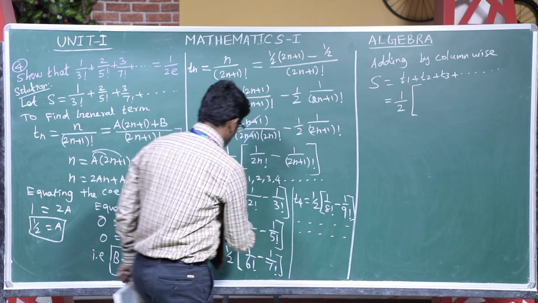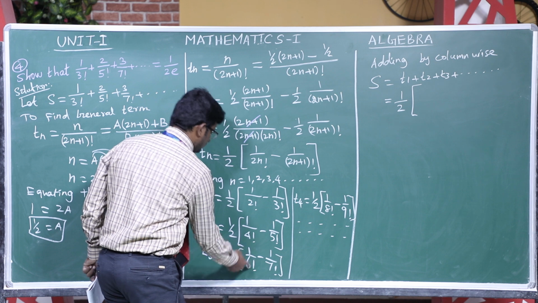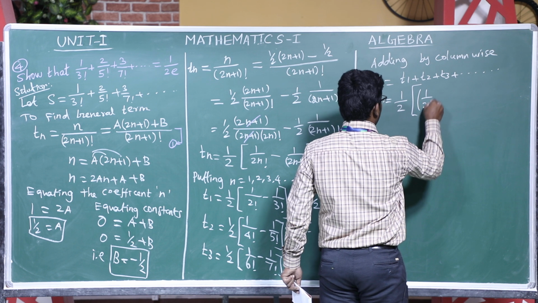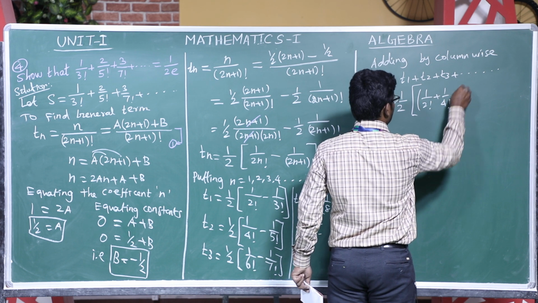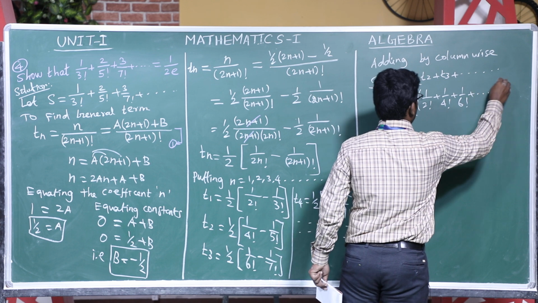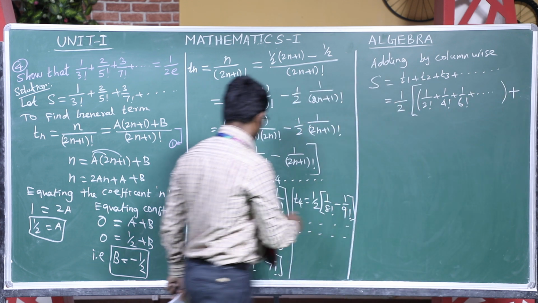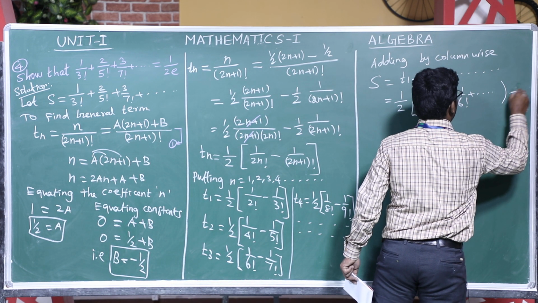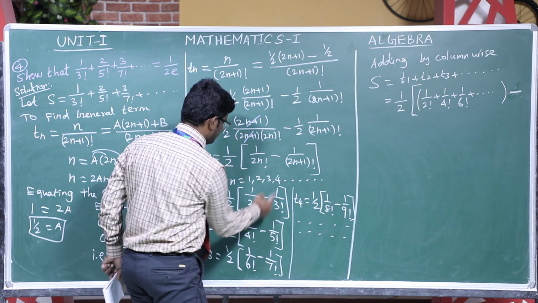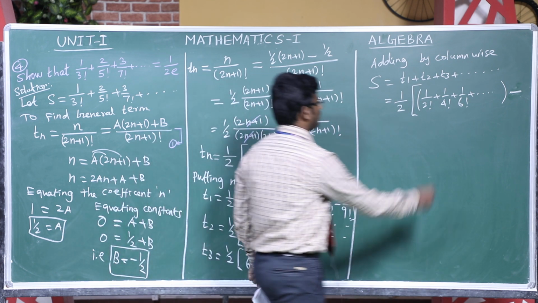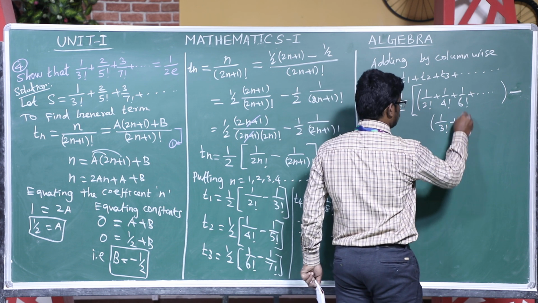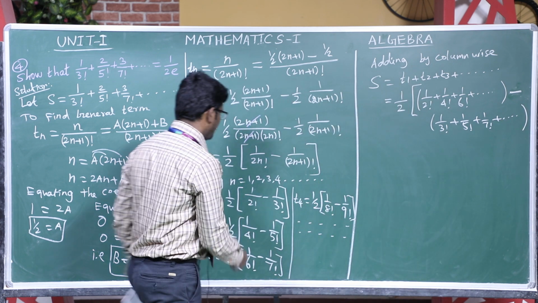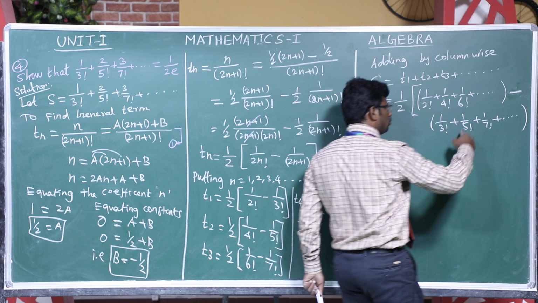What remains? 1 by 2 factorial, 1 by 4 factorial, 1 by 6 factorial, because we are adding column wise. So 1 by 2 factorial plus 1 by 4 factorial plus 1 by 6 factorial plus etc. Then minus for all the terms, so I am taking minus as common: minus 1 by 3 factorial plus 1 by 5 factorial plus 1 by 7 factorial plus etc.